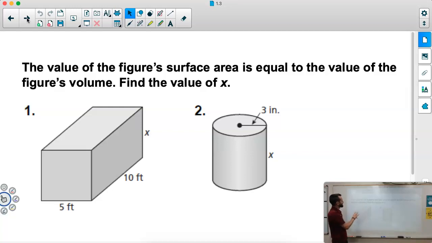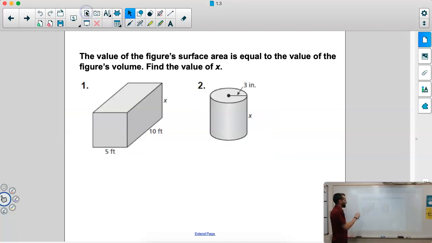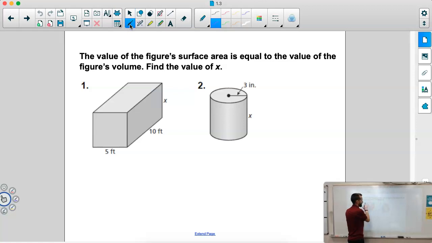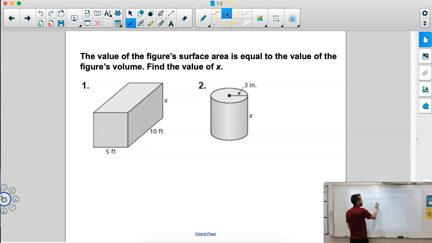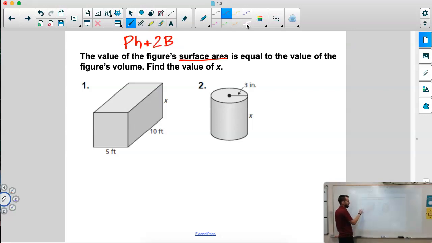Okay, and so what that means is this. We know on these problems that the volume of this object is equal to its surface area, which means you need to know this formula. Now, I know not everybody does. So the surface area of a prism is perimeter times the height plus 2 times the area of the base. The perimeter is, we'll call this the base, okay? Really quick.